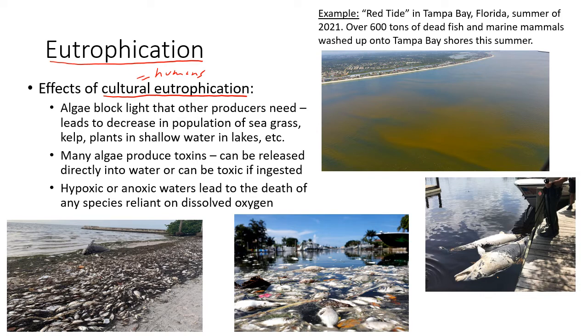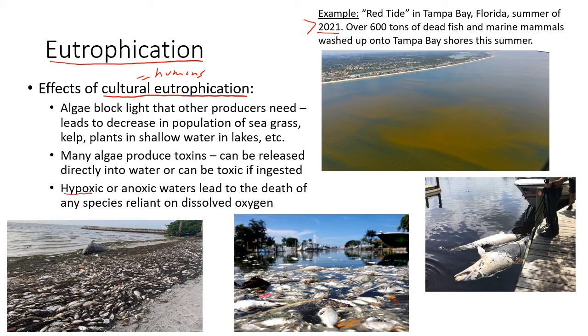First off, these algae are going to block the light from all the producers beneath them, so you're not going to have seagrasses or kelp or anything like that beneath them. A lot of the algae produce toxins, which can be released and kill fish and other life. A great example is the red tide that happened in Tampa, Florida in 2021, where over 600 tons of dead fish and marine mammals washed up on Tampa Bay's shores, or the shores all up and down the west coast of Florida, and that was due to this red algae that produces toxins that are very deadly to fish.